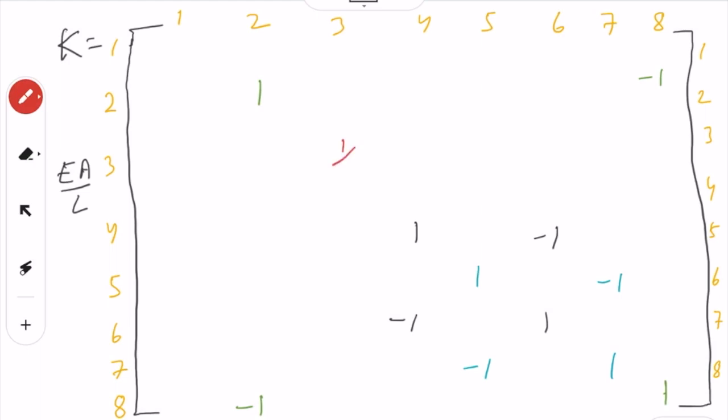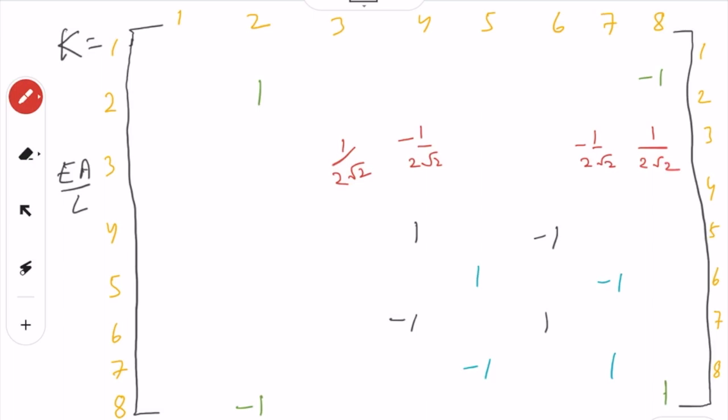One over 2 root 2. Then 3, 4, 7, 8. Here we have minus 1 over 2 root 2. 3, 4 is done. Now 7. So we will have minus 2 over root 2. Then we have 1 over 2 root 2. Done. First row is done.